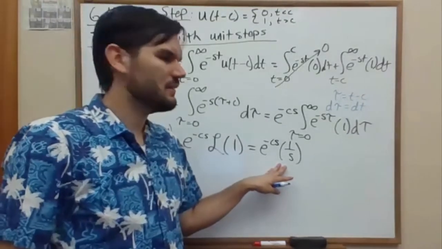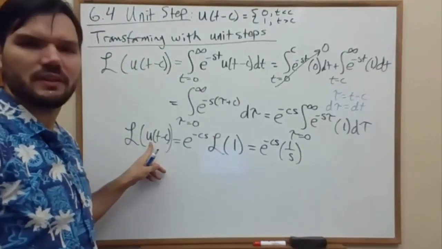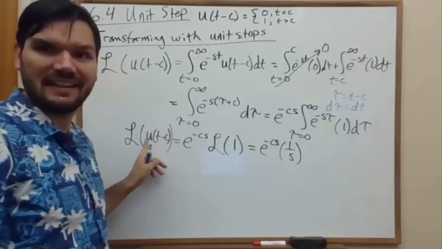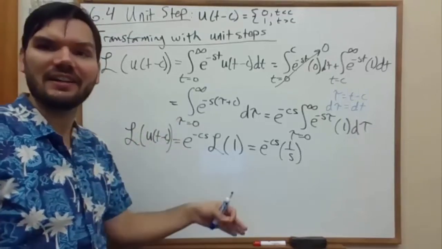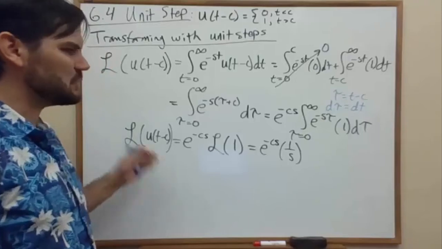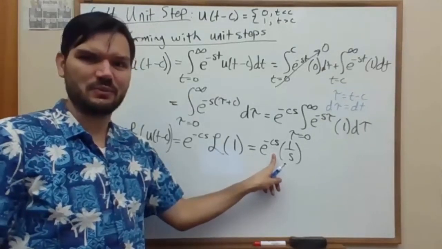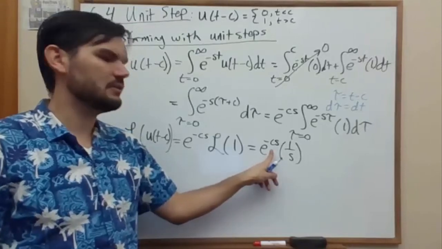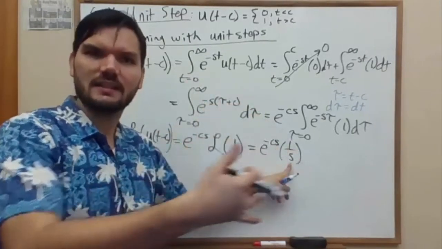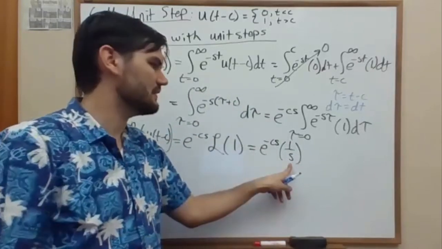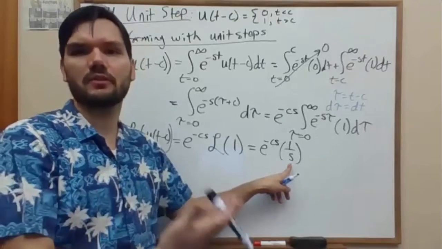Now, there's an interesting relationship. Whenever we transform a unit step function, we need to think about what it's multiplying by. And in this case, it's multiplied by 1. We're switching on a constant. And because we're switching on a constant, we get the activation of that switch when it occurs at t equals c. And then what the function is that's being switched on. In our case, it's a constant, so it's transformed as a 1 over s.